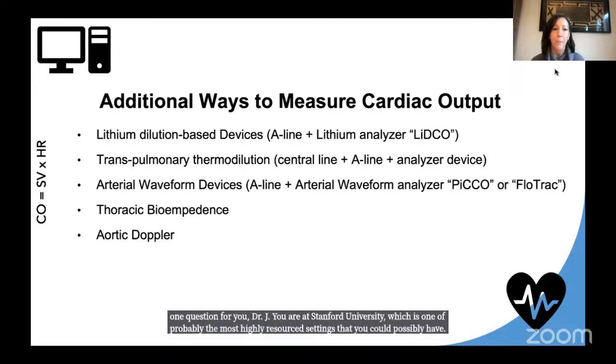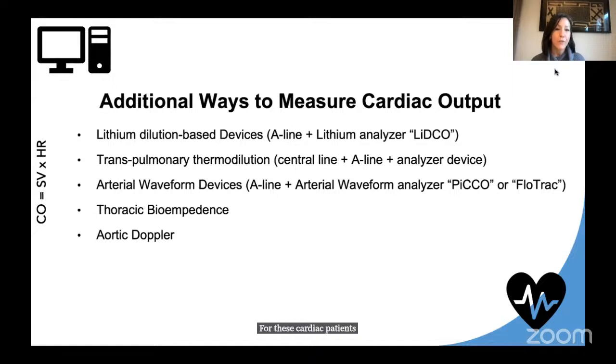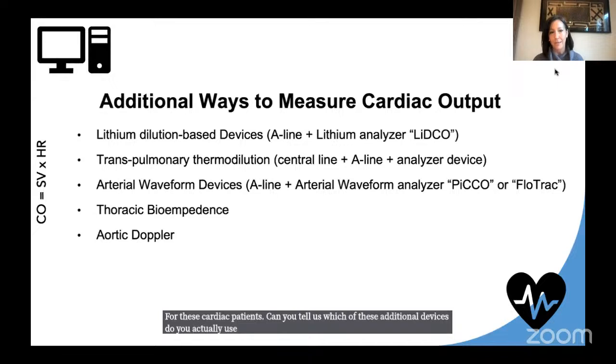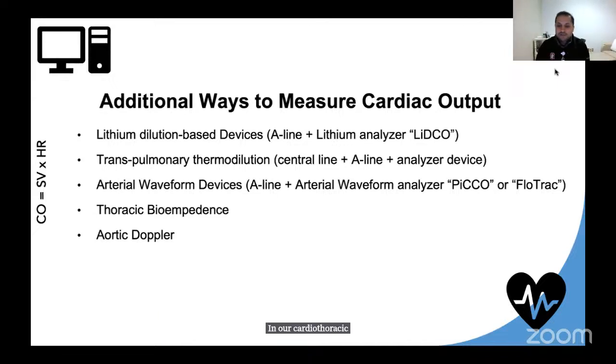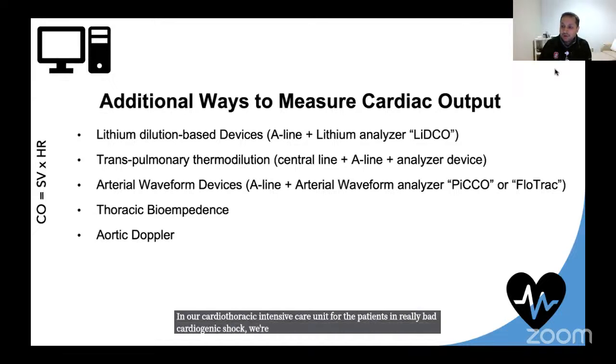For these cardiac patients, can you tell us which of these additional devices do you actually use in your cardiothoracic intensive care unit? In our cardiothoracic intensive care unit, for the patients in really bad cardiogenic shock, we're primarily relying upon the pulmonary artery catheter.